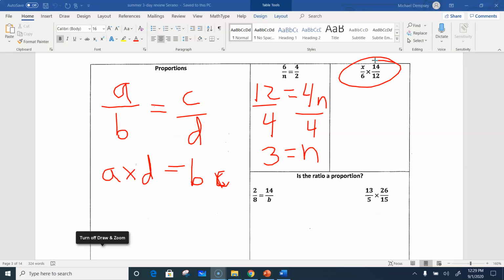You're going to cross multiply. You're going to say 6 times 14 equals 12 times x, and then I want you to solve from there. So I multiply 6 times 14, that's 84. And then I have 12 times x. Okay, so I have 84 equals 12x. We're going to divide both sides by 12. So 84 divided by 12 is 7. So hopefully we got 7 for that.